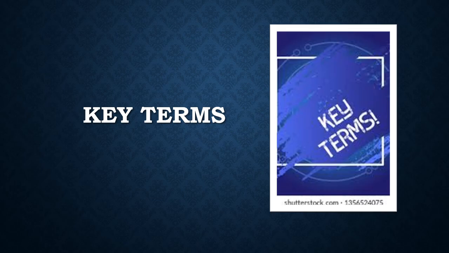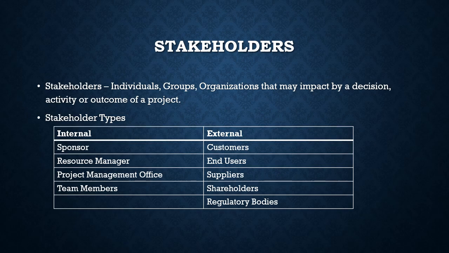Last is to understand the key terms of project management. First is stakeholders. The person should know who the stakeholder is. Stakeholders can be individuals, groups, or organizations that may be impacted by a decision, activity, or outcome of a project. Stakeholders can be internal or external. Internal stakeholders can be the project sponsor, resource manager, project management office, or team members. External stakeholders can be end users, suppliers, shareholders, and regulatory bodies like government organizations.